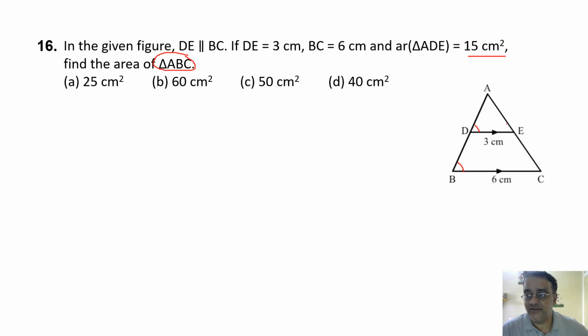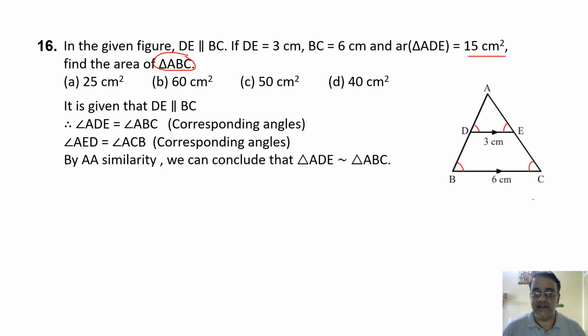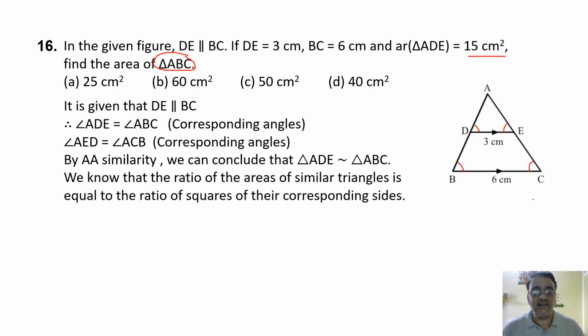Corresponding angles. Very good. Similarly, these two angles are also equal. These two angles are also equal. Corresponding angles. So these two triangles are similar by which criteria? AA similarity. Very good. These two triangles are similar. That means we can use that theorem number 6.6, that the ratio of areas of two similar triangles is equal to the ratio of square of their corresponding sides.